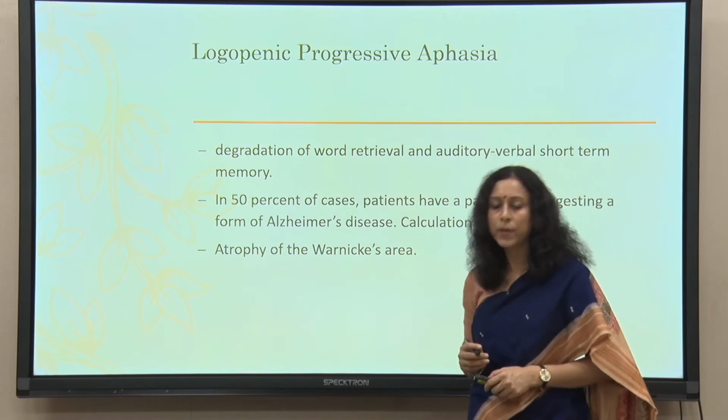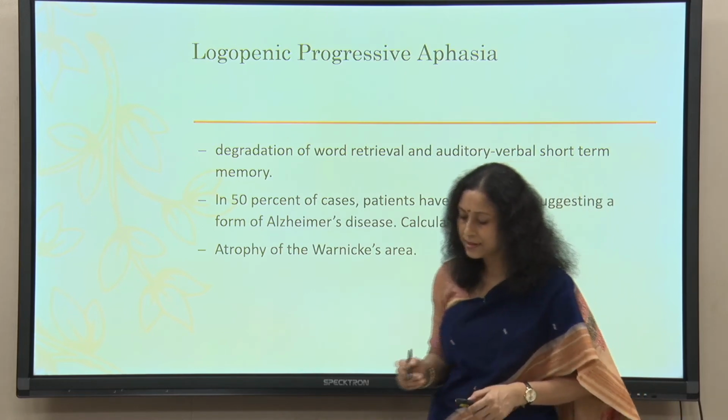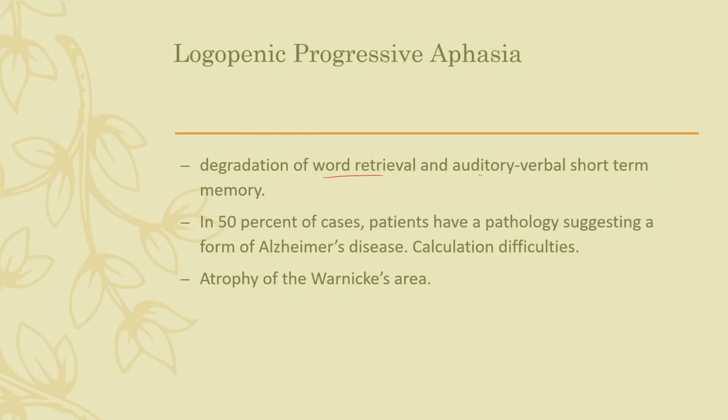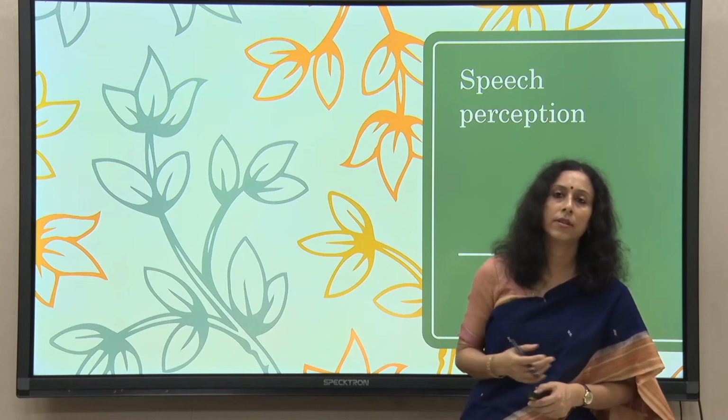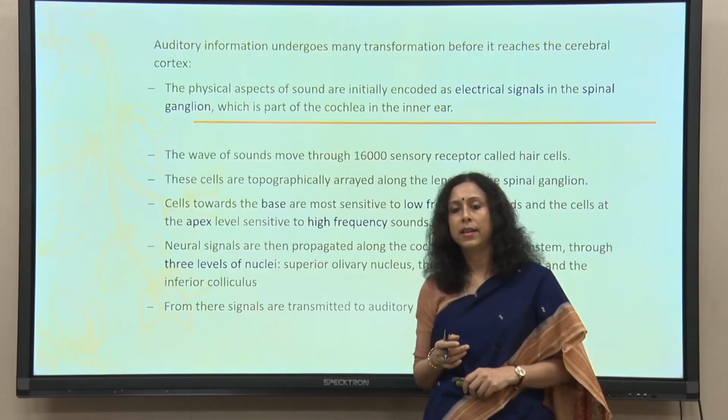Then we have logopenic progressive aphasia. This is a degradation of word retrieval and auditory verbal short term memory. Then they also often co-occur with Alzheimer's disease, and there are calculation difficulties also. This is again found co-occurring with the degradation of Wernicke's area.